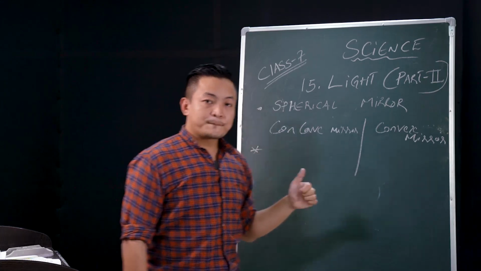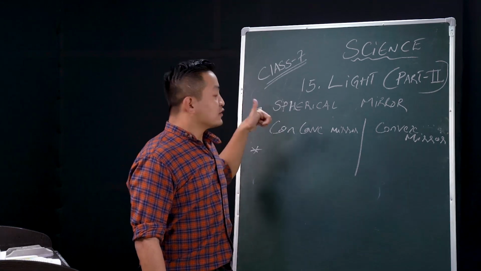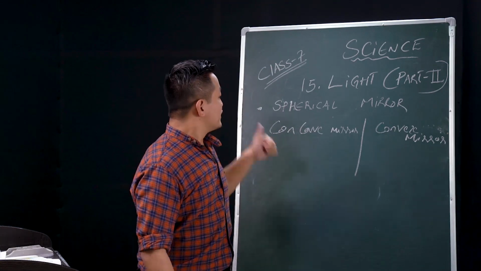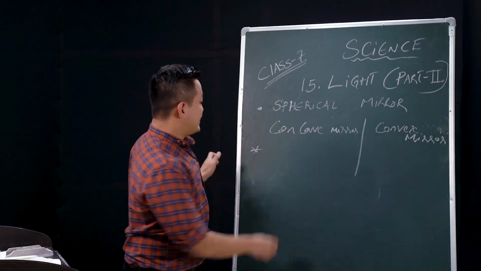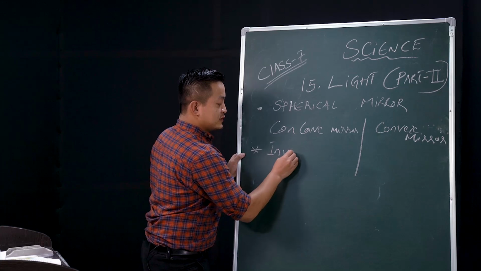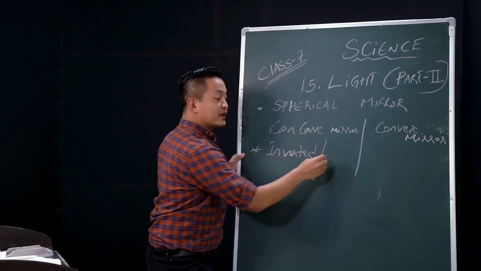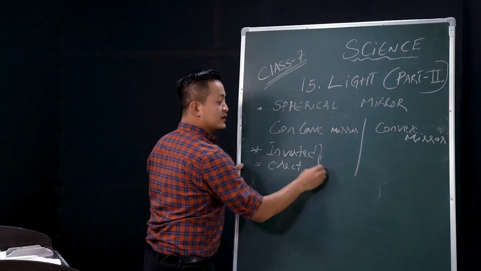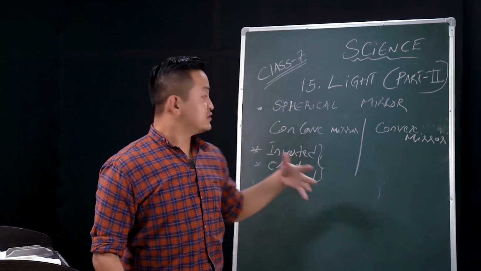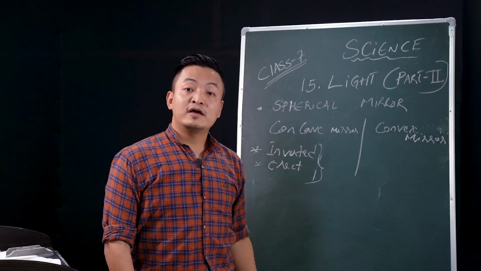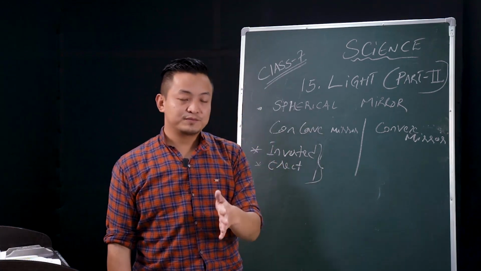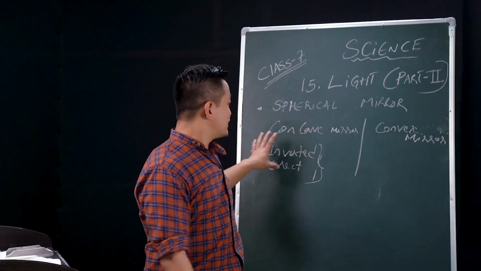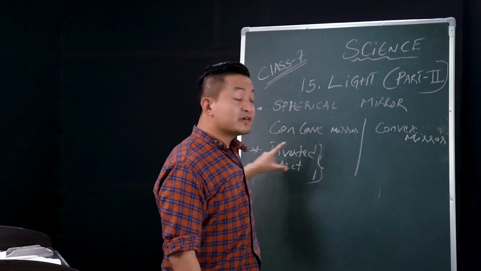Now, the second one. Under a concave mirror, we'll study the type of image which we see. In a concave mirror, we can see an inverted image as well as an erect image. These two types of image we can see in a concave mirror. As given in your textbook, they have given an activity, so you have to know how you get an inverted image and how you get an erect image.